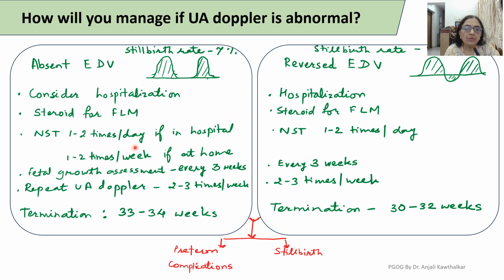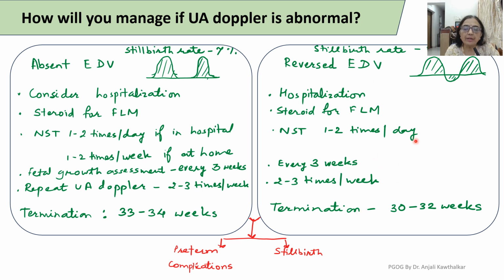Non-stress test is done 1 to 2 times per day whenever the patient is in hospital. But if the patient is not in hospital, then at least 1 to 2 times per week it should be done. Fetal growth assessment every 3 weeks, as it is useful only at that interval. Repeat umbilical artery Doppler 2 to 3 times per week is to be done in both situations. Almost alternate day we need to keep on repeating umbilical artery Doppler velocimetry. Termination with absent end diastolic flow is indicated by 33 to 34 weeks, whereas it is earlier, 30 to 32 weeks, whenever it is a reverse end diastolic flow.